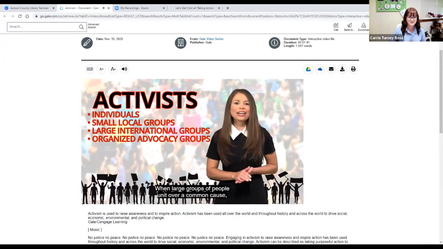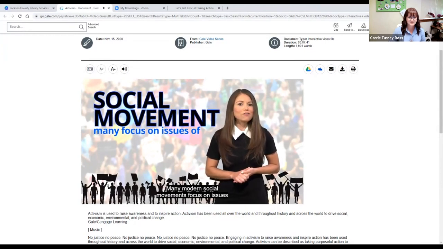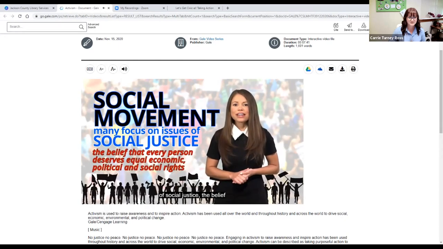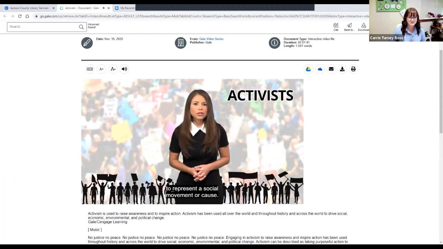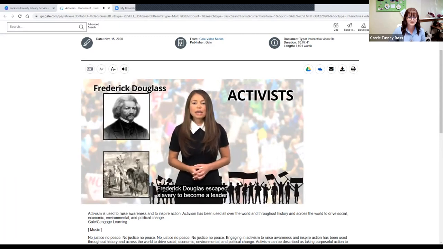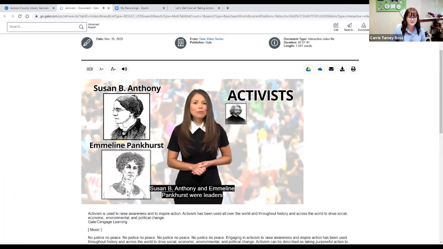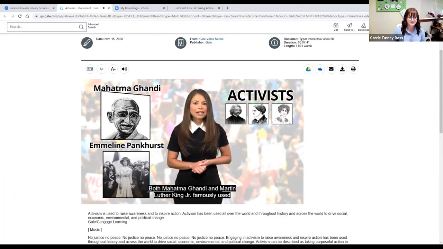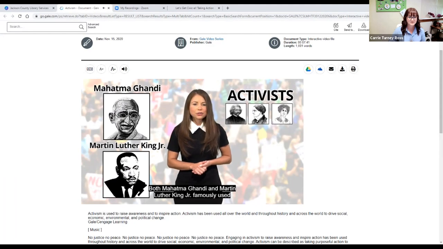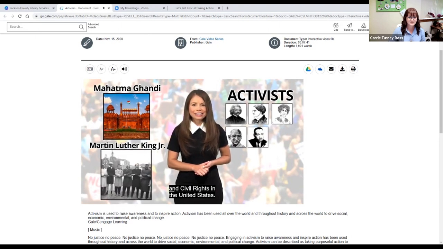When large groups of people unite over a common cause, it may become a recognized social movement. Many modern social movements focus on issues of social justice, the belief that every person deserves equal economic, political, and social rights. Often, the actions of a single individual can inspire and come to represent a social movement or cause. Frederick Douglass escaped slavery to become a leader in the American abolitionist movement. Susan B. Anthony and Emmeline Pankhurst were leaders of the American and British suffragette movements. Both Mahatma Gandhi and Martin Luther King Jr. famously used peaceful, nonviolent tactics to lead movements for India's independence and civil rights in the United States.